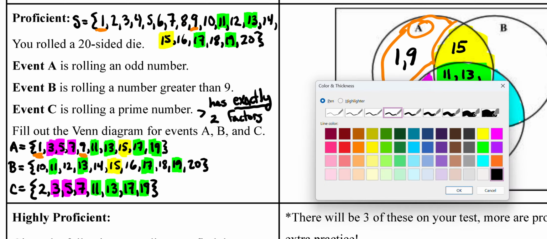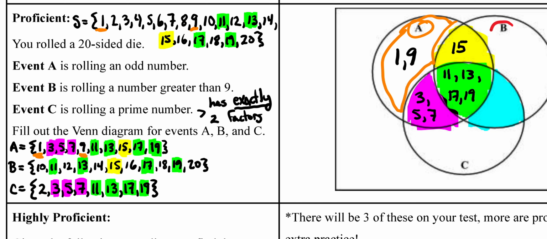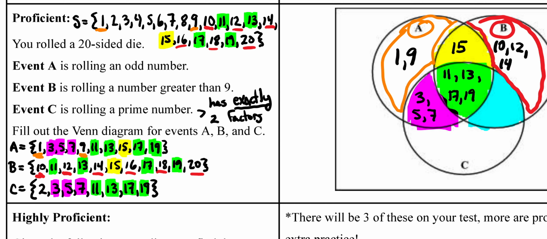All right, so we go to B, and let's go to kind of a red. Let's use red. Those that are only in B would include 10, 12, 14, 16, 18, and 20.